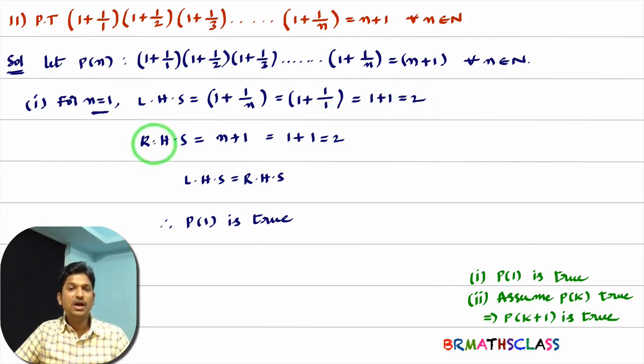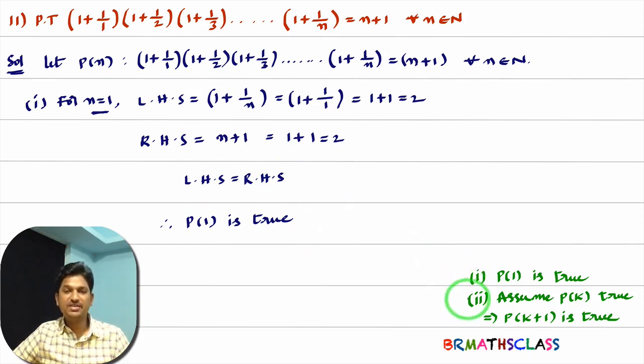Now I will consider the RHS of P(n). What is the RHS of P(n)? n plus 1. In this, wherever n is there you write 1. 1 plus 1 is 2. So what happened here? LHS equals RHS. So what can I say? I can say that P(1) is true. So we proved that P(1) is true.